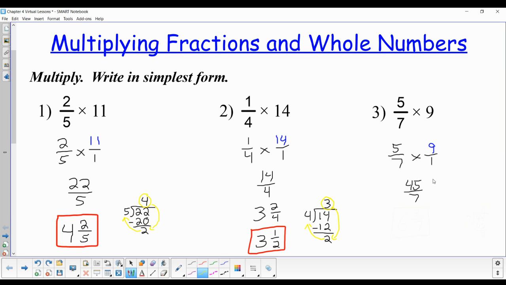And if you are left with an improper fraction, you do long division to find the mixed number. In this case, it is 6 3/7. Since this cannot reduce anymore, we're done.